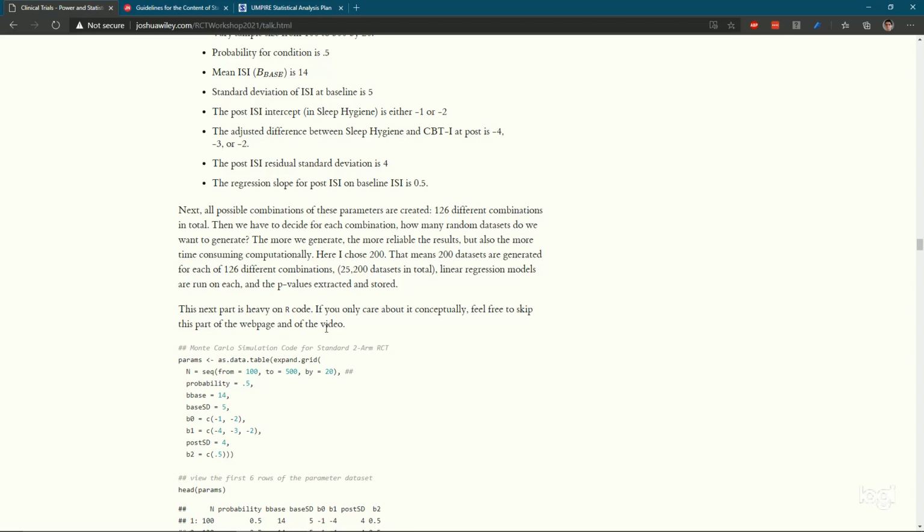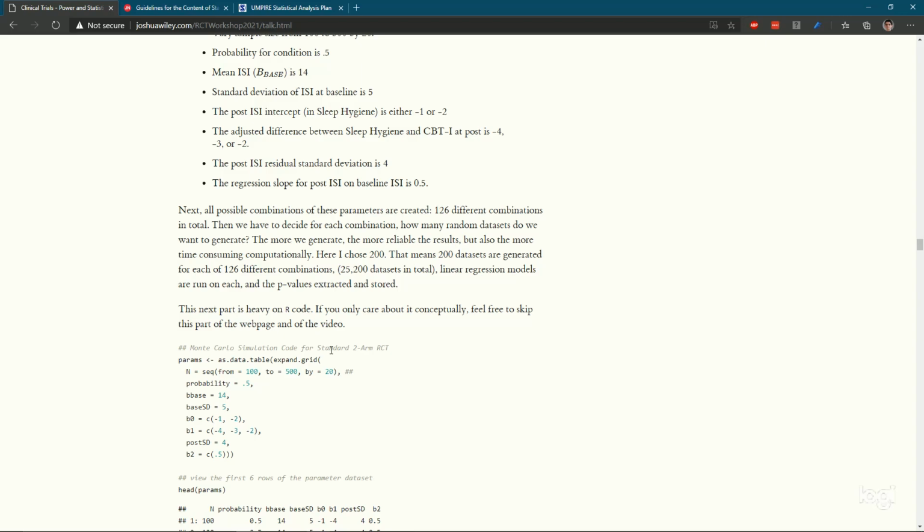If you only care about this talk conceptually, you just want to understand power analysis, statistical analysis plans, and a little bit about Monte Carlo power, then feel free to skip this part of the web page and the next part of the video. For those who are interested, I'm going to spend a little bit of time talking through what this code is doing.